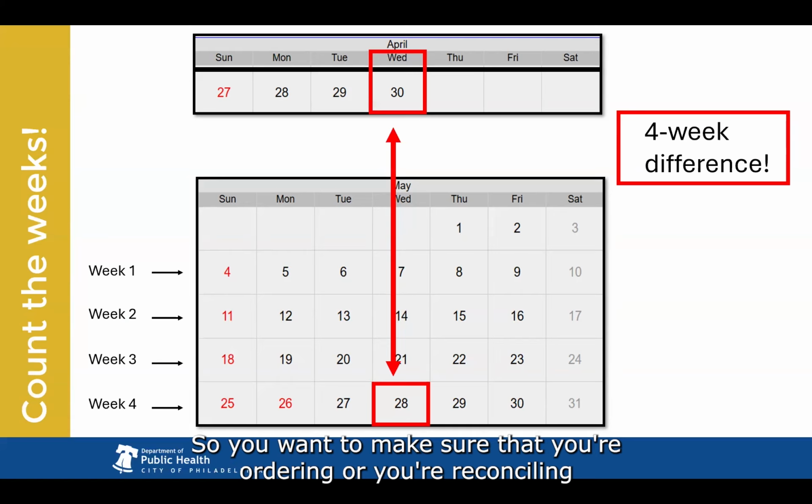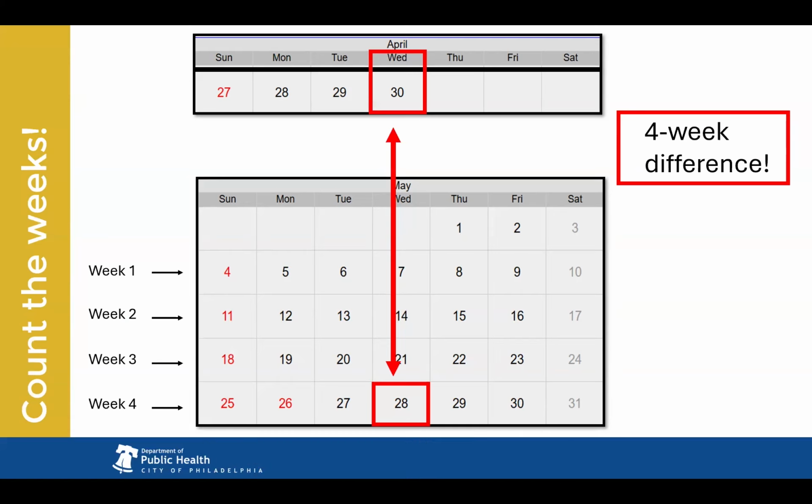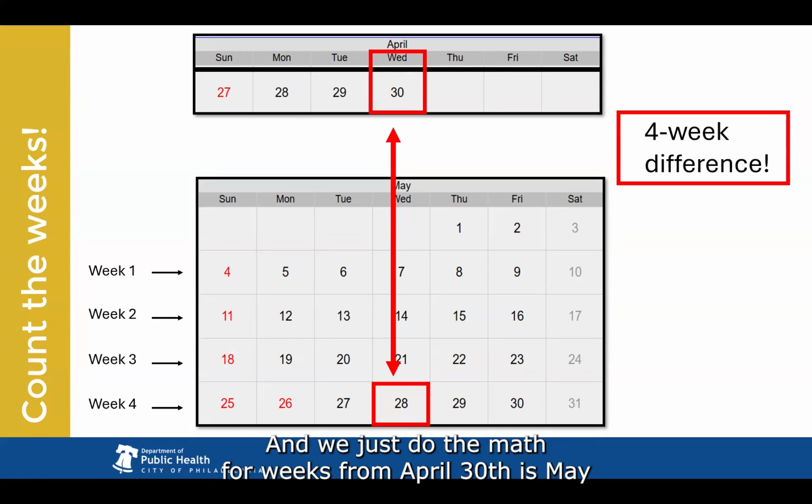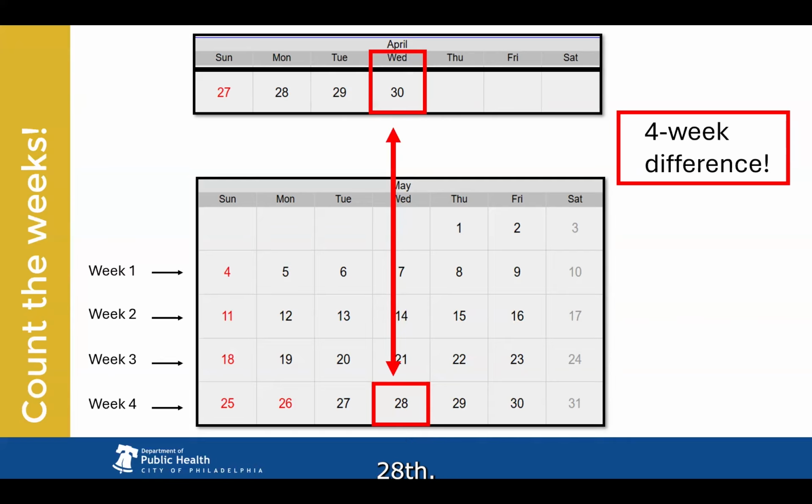So you want to make sure that you're ordering or you're reconciling on the same day of the week as the last time you reconciled. So in this case, it was Wednesday, and we just do the math. 4 weeks from April 30th is May 28th.